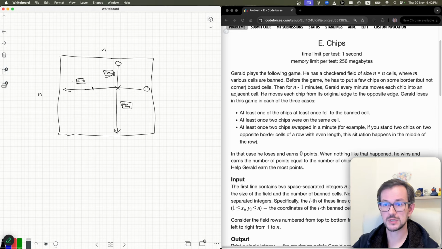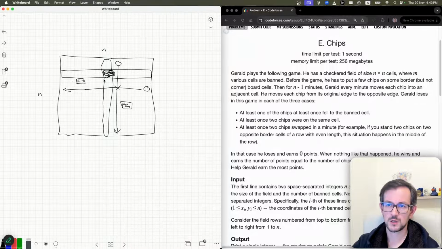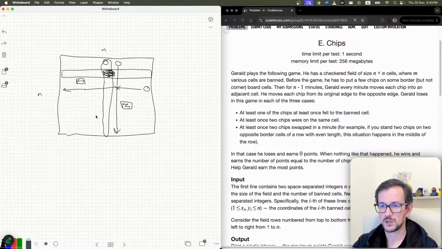First, let's see. These bent cells forbid us to use some rows or columns. If I bend this cell, then I'm not allowed to use this row, and I'm not allowed to use this column. So I'm not allowed to put chips in these positions. Just see this. These positions are not allowed.